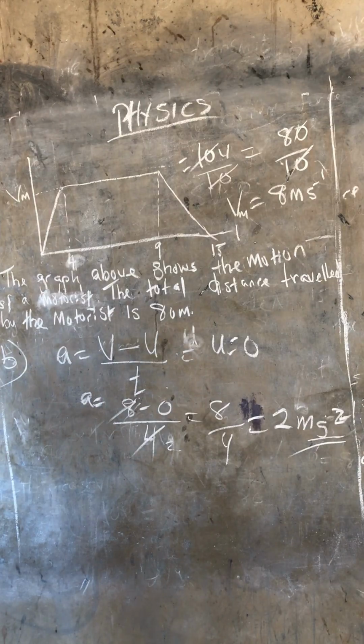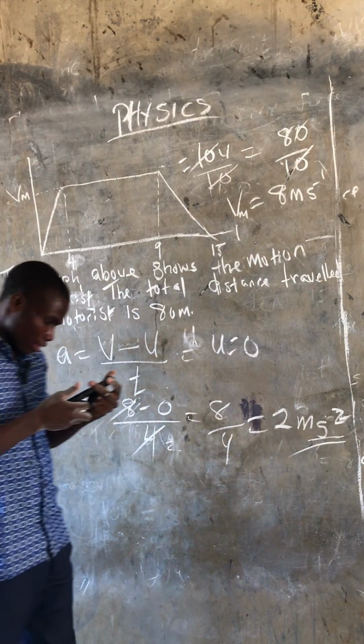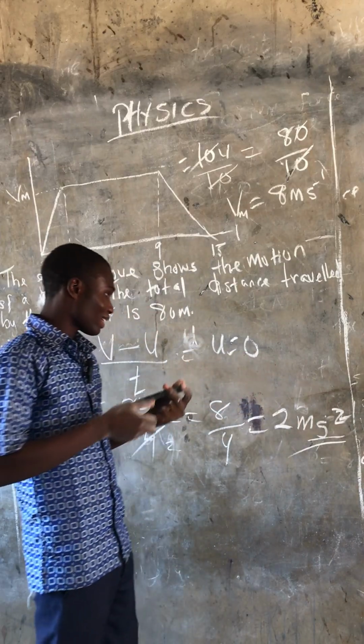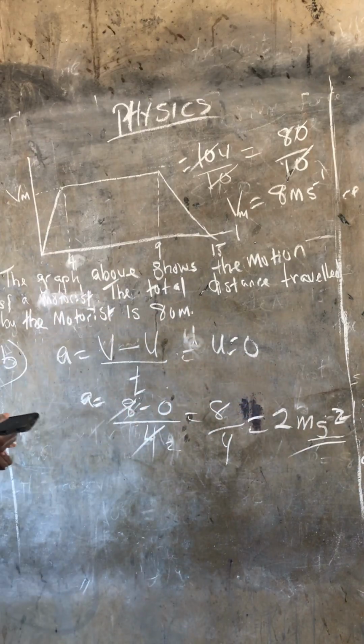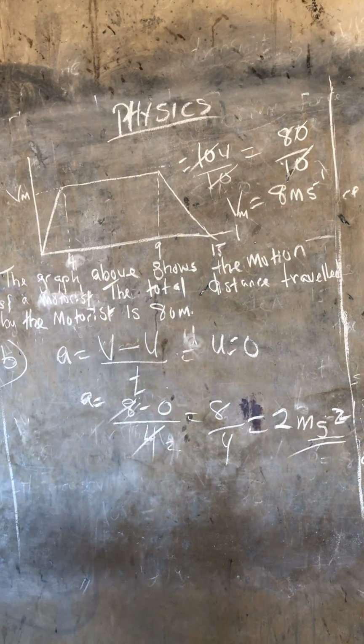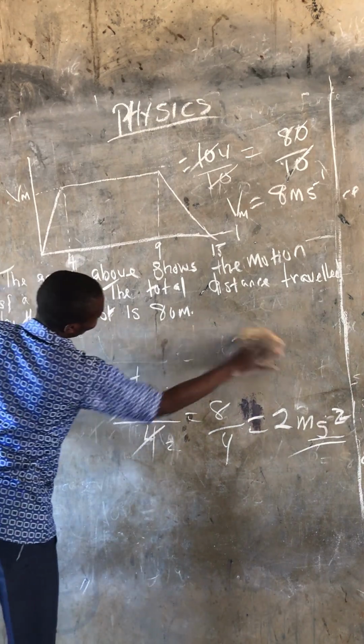So now the last question, but not the least, question 6. Determine the distance covered during the retardation. It says determine the distance covered during the retardation.